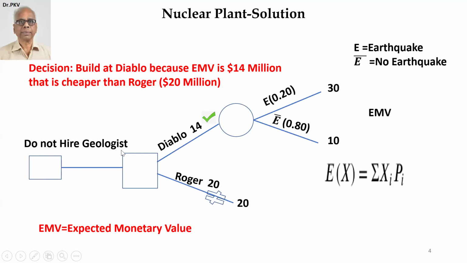So there is a choice for me. Build the plant at Diablo. Build the plant at Rogers City. The cost in Diablo is $10 million.